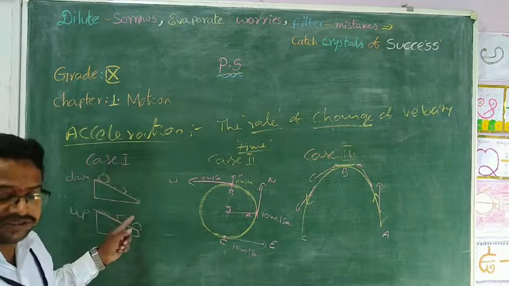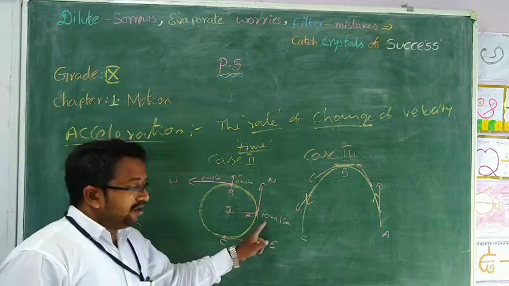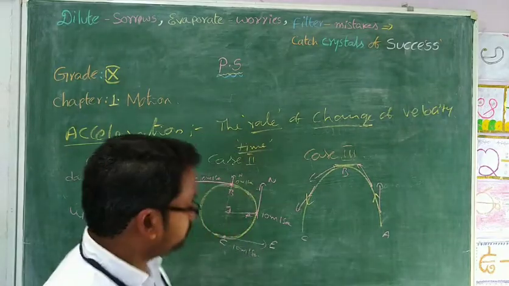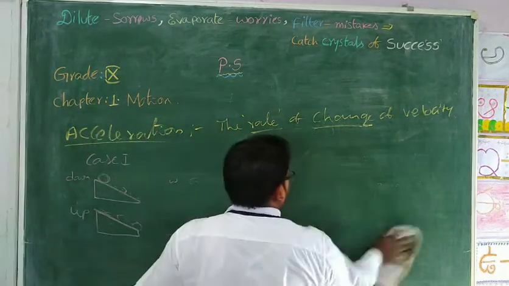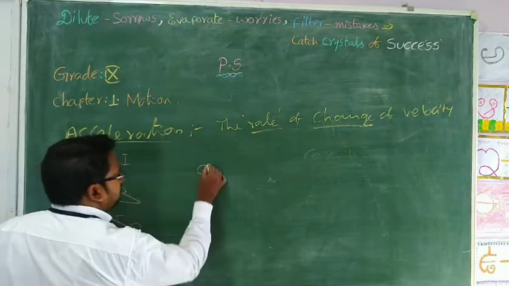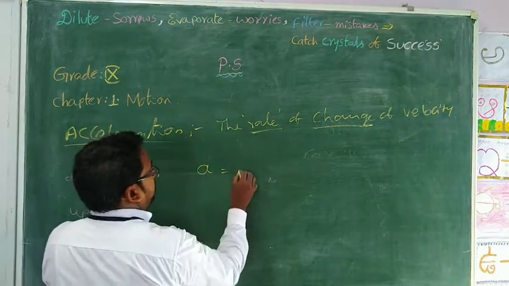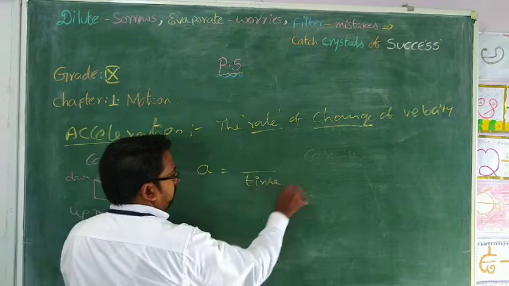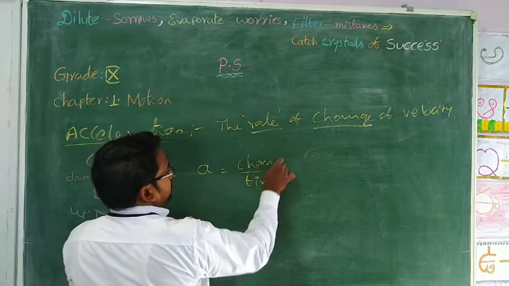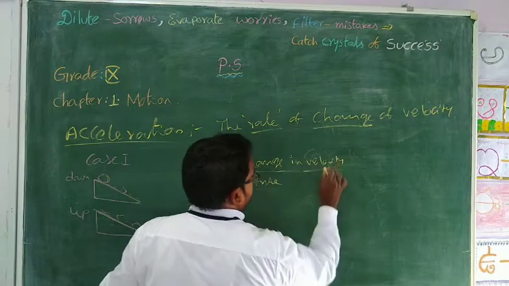Have you understood all these 3 cases? In case 1, direction remains constant, velocity changes. Case 2, magnitude of velocity same, direction is changing. In case 3, both are changing. Now, what is acceleration? It is commonly represented with the letter a. Acceleration is the rate of change of velocity. Rate means at a particular time. Change in velocity.